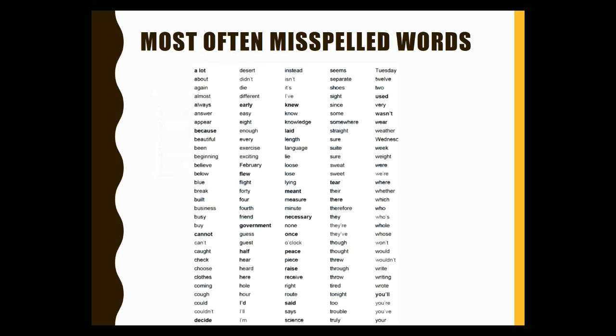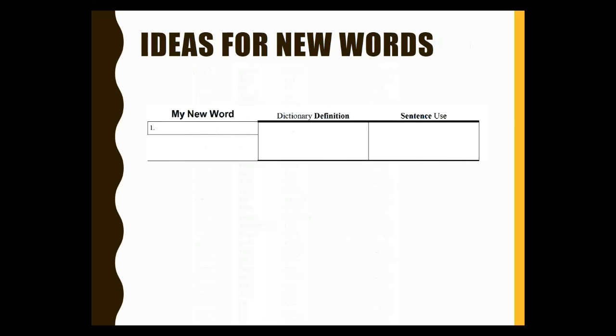Here are the most often misspelled words. This will help you too, like a lot, as we said. Peace, they write it like Piece. It's a mistake. And weak, a lot of people write it Week, which is the noun, not the adjective. Ideas for new words. If you have a new word, you can write it like this, write the definition, and write a sentence for it, and this will help you get more vocabulary and words.